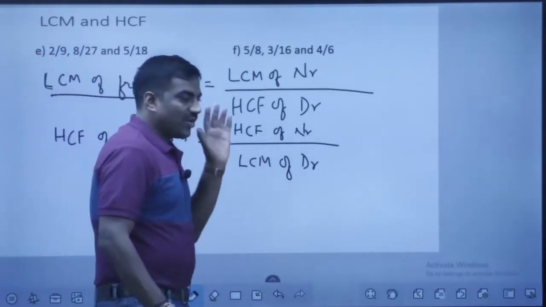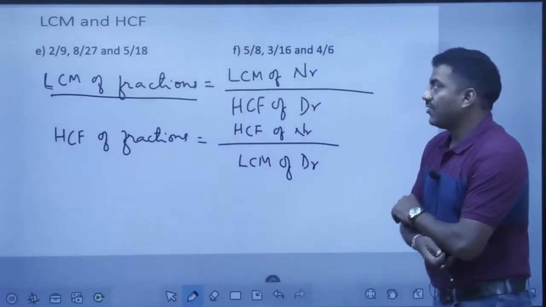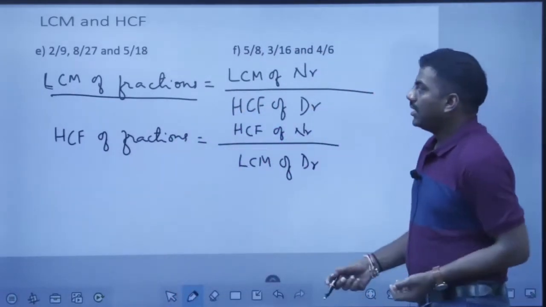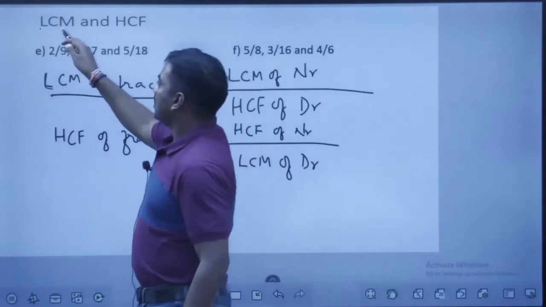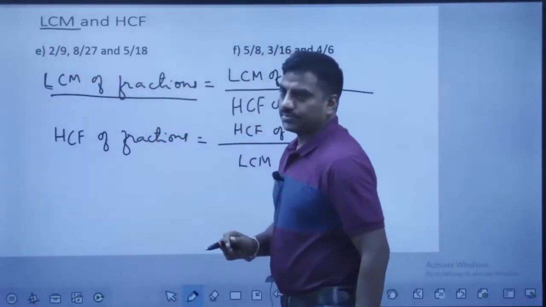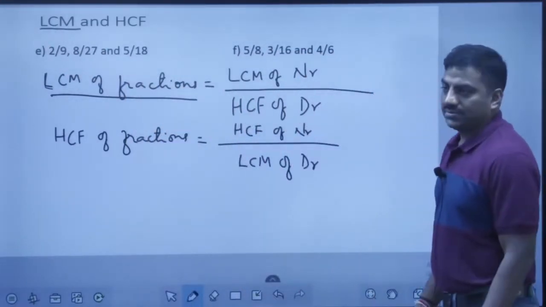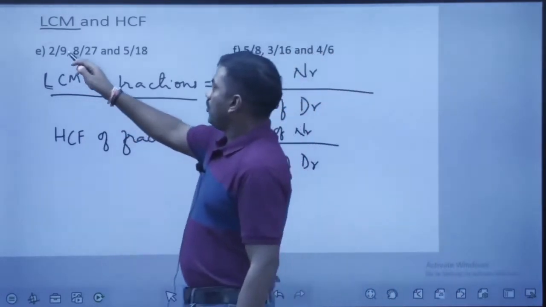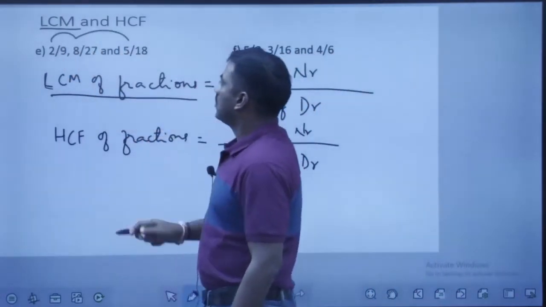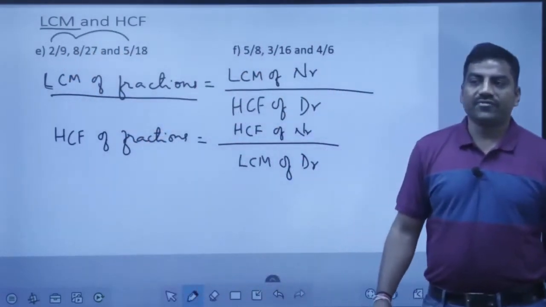Okay, simple. So find the LCM and HCF of these fractions simultaneously. First, let us find the LCM of these numbers. LCM of numerators you take. LCM of 2, 8 and 5. Quick.